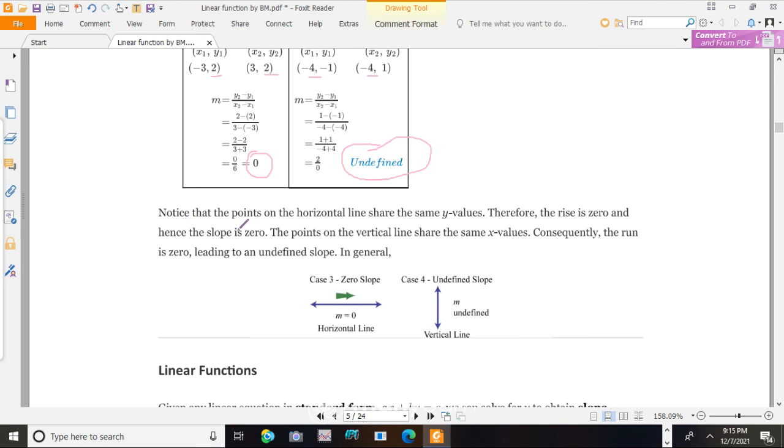Notice that the points on a horizontal line share the same y value. Therefore, the rise is 0 and the slope is 0. The points on a vertical line share the same x value. Consequently, the run is 0, leading to an undefined slope. Here is the undefined slope, and here the 0 slope.